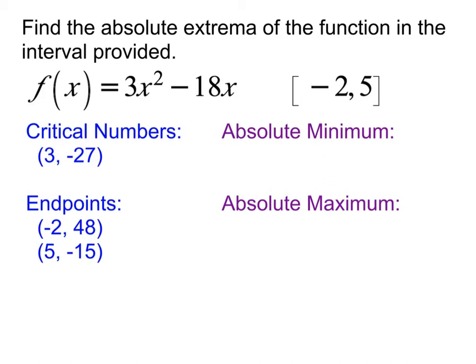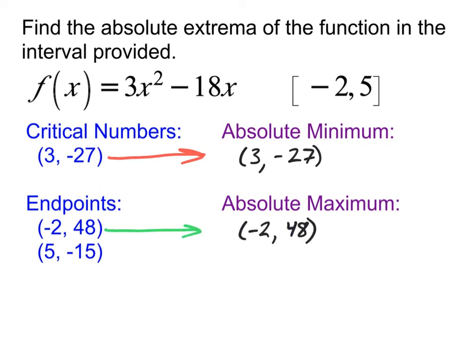So the first one we're being asked for here in this case is the absolute minimum. So I'm looking for the smallest possible y value. As I look at my y values here, the smallest one is the negative 27. So that is going to be my absolute minimum. And then I look through the y values for the biggest value to figure out where the absolute maximum is. And as I take a look at these y values, the biggest one I see is 48. So that means that is going to be my absolute maximum. And that then is the final answer. Those are our absolute extrema of the function for the given interval.